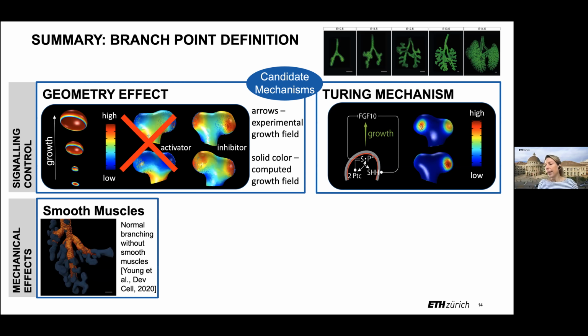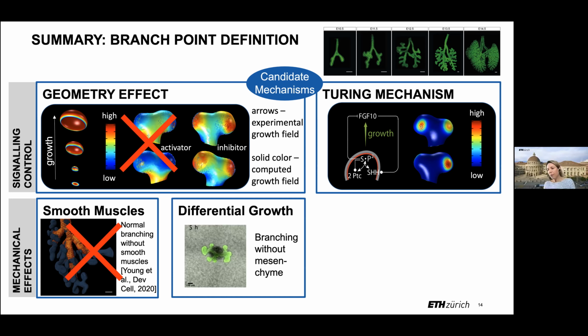So if you have two layers and they grow at different speeds, you can also get a mechanical instability that results in buds. And these buds would also have a wavelength. So you would have a characteristic distance as you do for Turing patterns. And the differential growth between epithelium and mesenchyme is certainly not required, because you can remove the mesenchyme, you can grow the epithelium in extracellular matrix, and you're still getting branching morphogenesis.